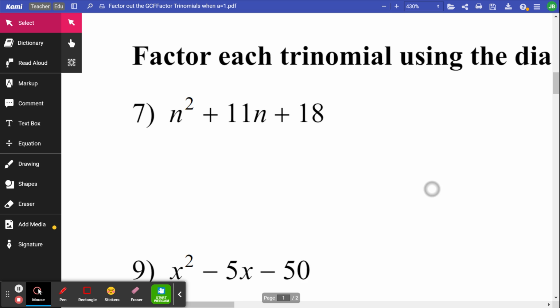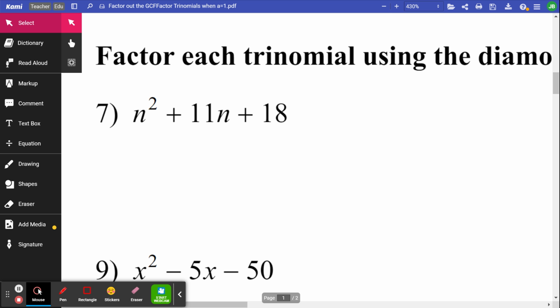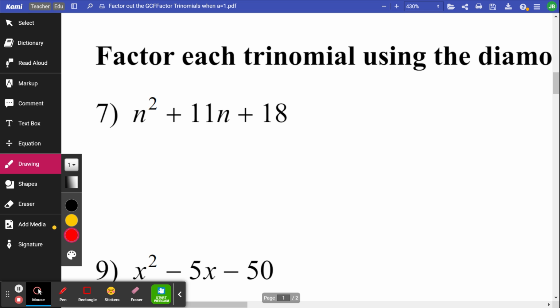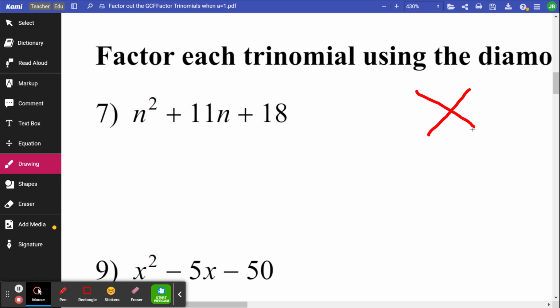Okay, there we go. Factor each trinomial using the diamond method. So this is what we did yesterday. If you had trouble watching that video from yesterday, please go back to that assignment. I posted a new video. But quick and easy, what you're going to do, draw your diamond. Boom. Remember, it's going to multiply to the top one and add up to the bottom one.